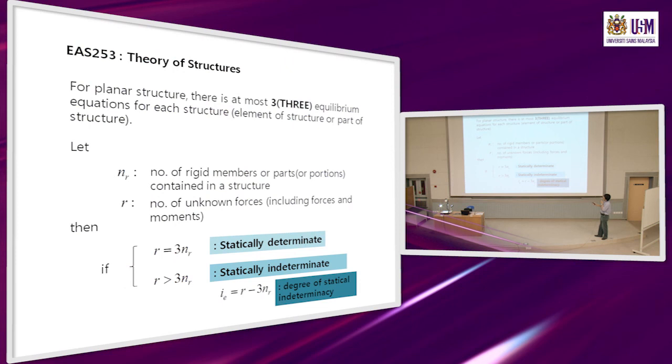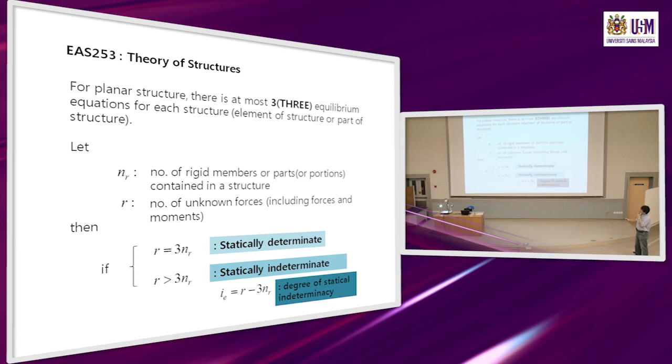For a planar structure, there are at most 3 equilibrium equations for each structure, or element of a structure. When you cut the structure, you have different parts. When you draw a free body diagram of each part, you have 3 equilibrium equations. So there are 3 equilibrium equations for each structure, element, or part of a structure.